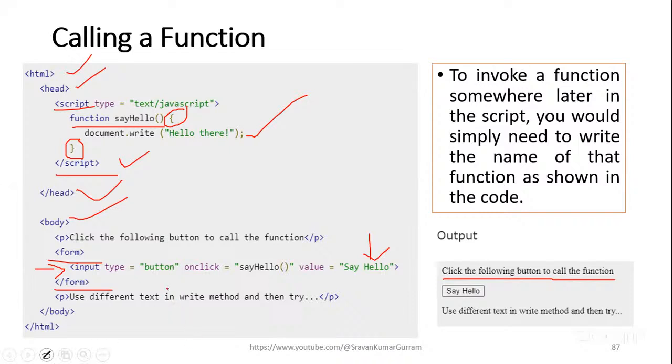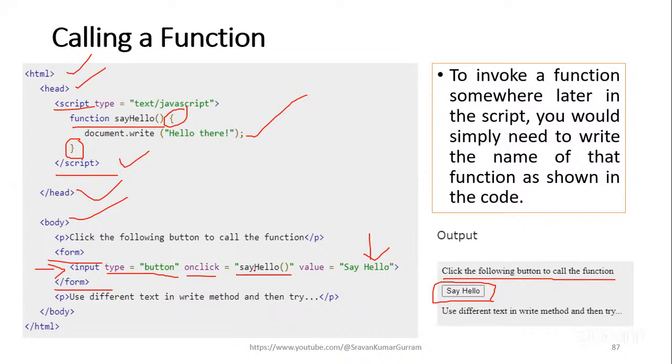Now see, in this example, I want to create a control that is a button. I want to create a button first. That's why input space type equals button. We need to write this. Input type equals button, nothing but a button is created. Now onclick, a single word, don't give a space after on. Onclick equals say hello within the double quotation marks.